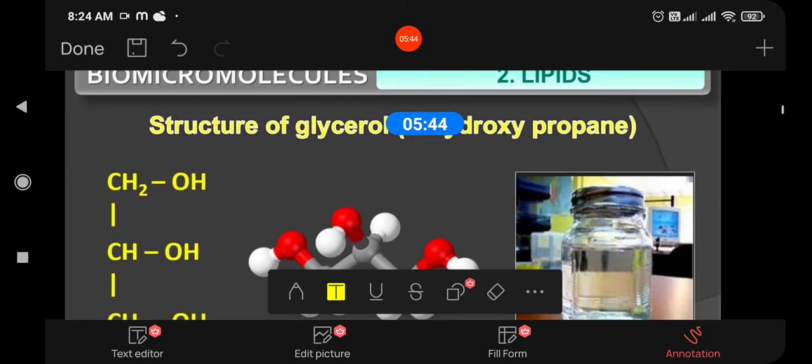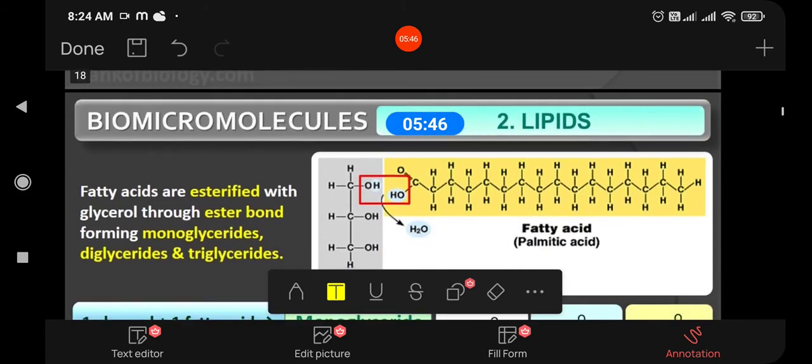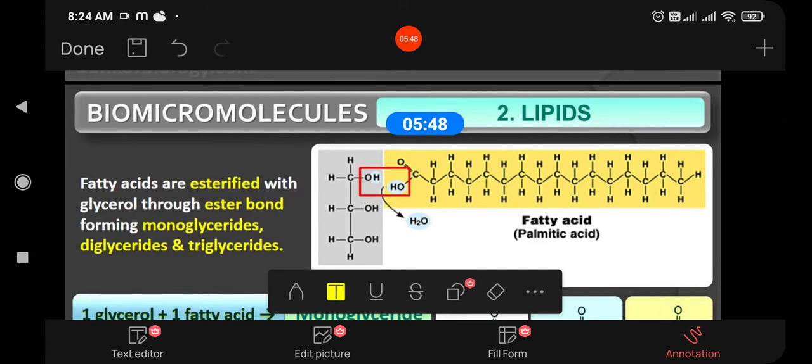Now this is the structure of glycerol, we have already discussed. Now, how are they formed? Fatty acids are esterified with glycerol through an ester bond. So, what is an ester bond? It is the bond formed between fatty acid and glycerol. That may be monoglycerides, diglycerides, or triglycerides.